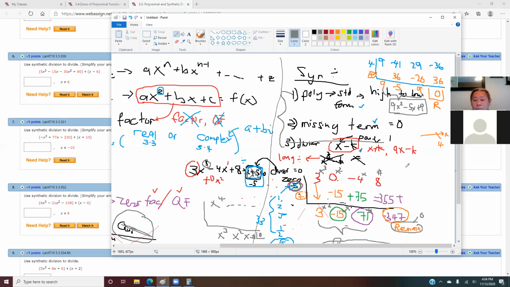Okay, it's going to be 5x squared. Uh-huh. And then since the remainder is going to be a 0, ignore it. You do not need to write anything with it. So then wouldn't it just be minus 15? That's it. This is your answer for number 6. Okay. Are you all right?